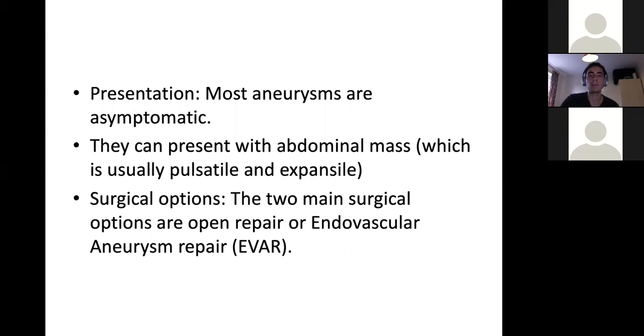The surgical options, there are two. It's either open repair or endovascular repair. And really the mainstay is endovascular repair. It is the choice if the patient is not as fit a surgical candidate, in terms of comorbidities or their exercise tolerance.